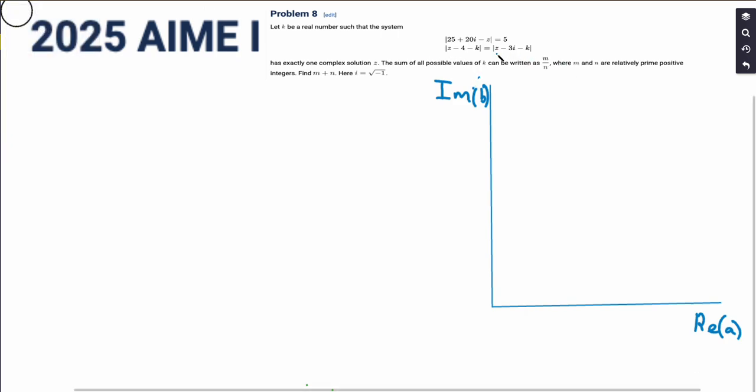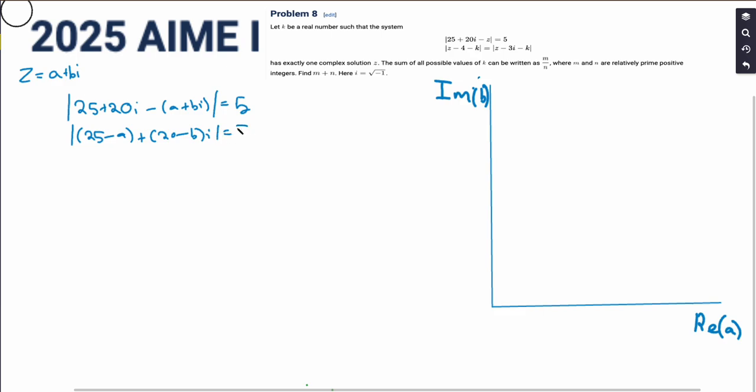So let's go ahead and try and see what we can get from the first equation. So what we're going to do is we're going to let z equal a plus bi. Okay, and let's see what we can get from the first equation. So we have 25 plus 20i minus z, which is the same thing as a plus bi. And we know that the magnitude of this equals 5. So another way to rewrite this is 25 minus a plus 20 minus bi, and this equals 5.